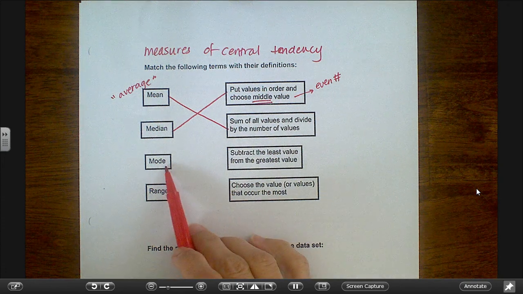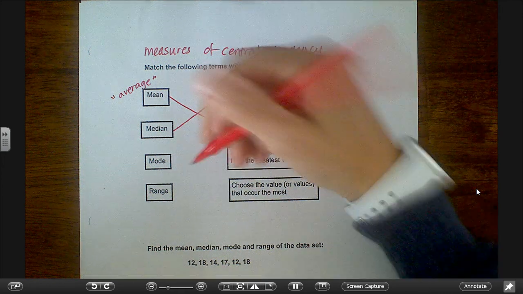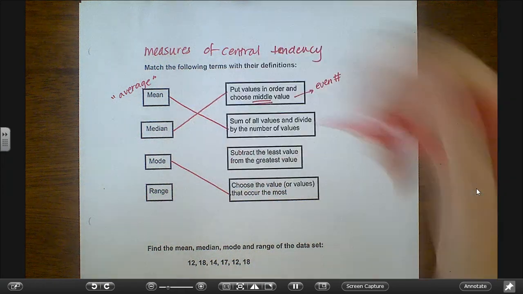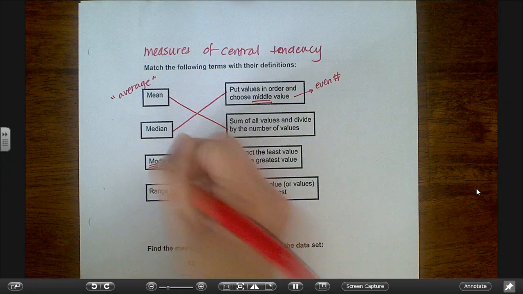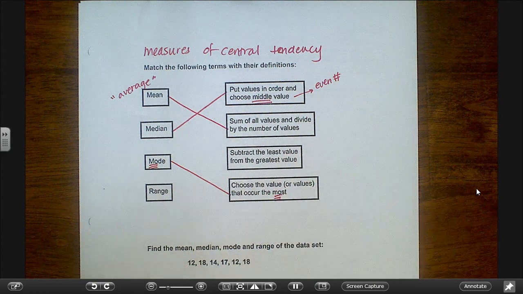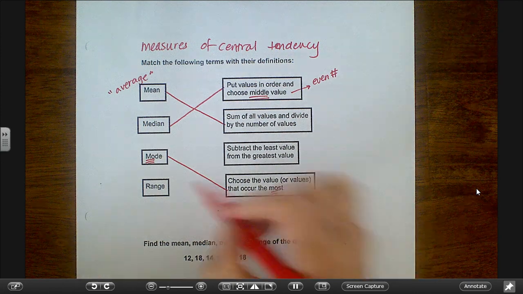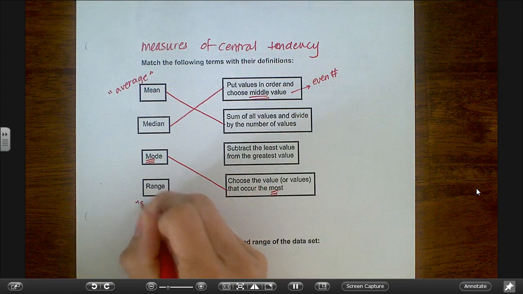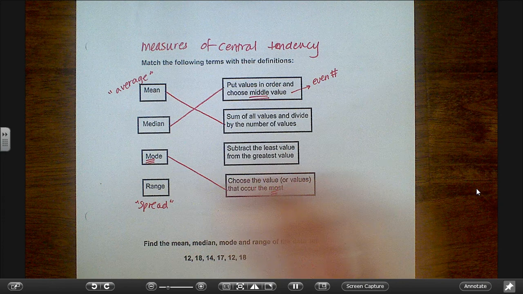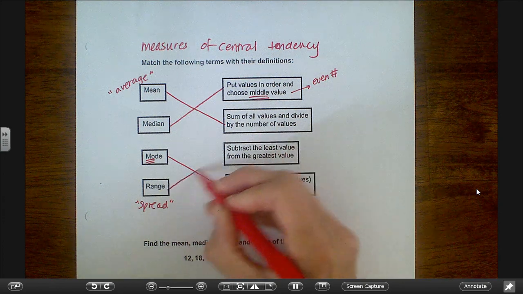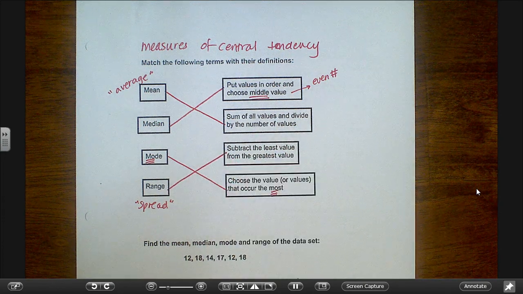The mode is the one that occurs the most. And the reason I remember that is mode and most. That's a good way to do it. And the range is like the spread, if you will, of your data set. So you take the least value and subtract it from the greatest value.